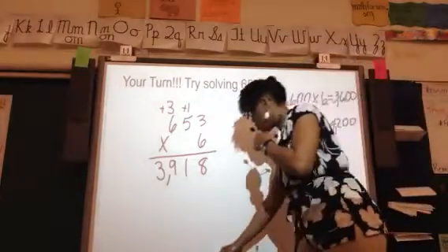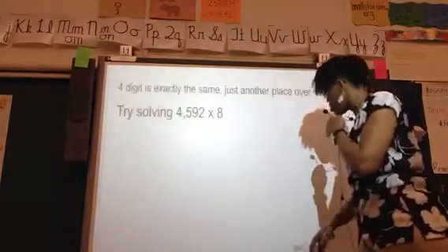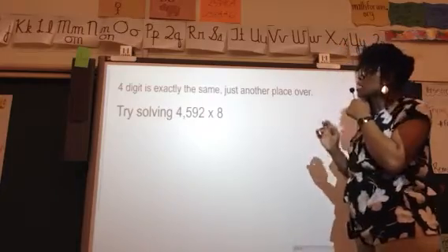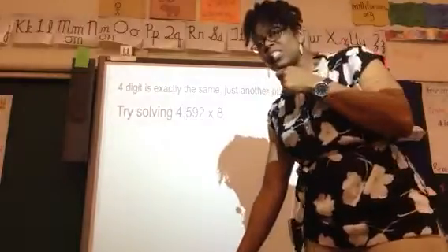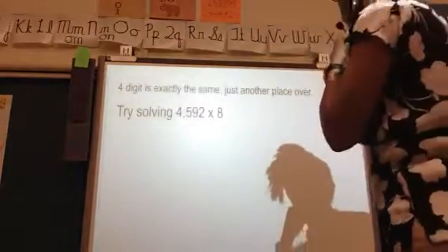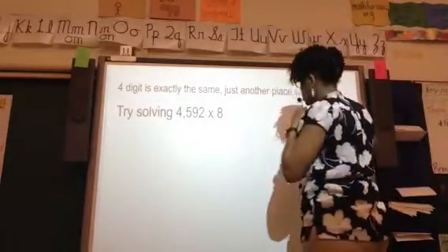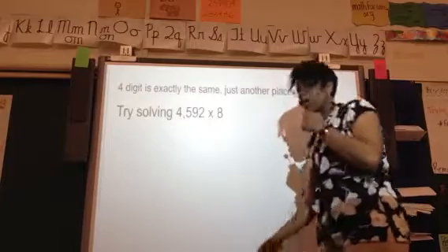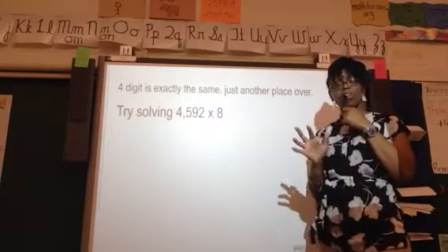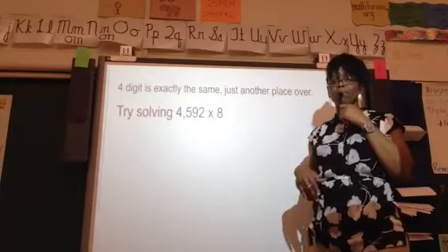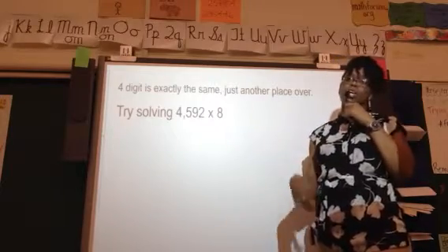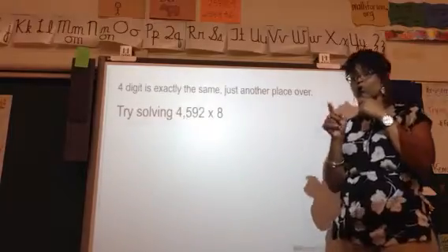So we'll go on to our next problem. And guess what? We're moving on to 4 digits. Ooh, 4 digits. Okay, it's exactly the same, guys. You're just adding another place over. I want you to try solving it. See if you can figure it out without me even showing you. And then we'll come back and we'll go over it, okay? And if you don't feel comfortable, just watch it. And you can practice maybe the next one, because there's one more after this.